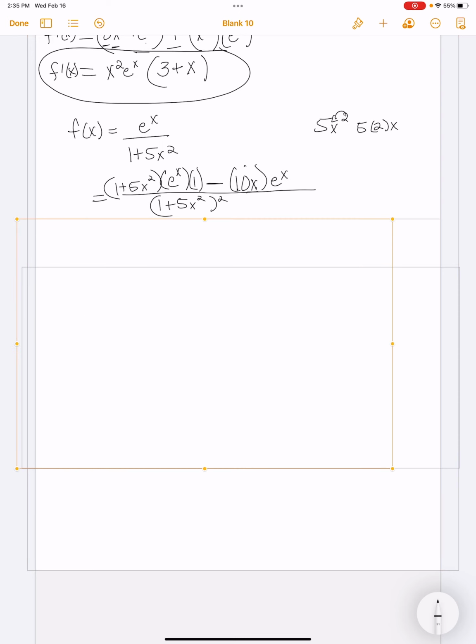Now we need to go ahead and distribute these things together. So we have (1 plus 5x squared) times 2e to the x minus 10x e to the x, all over (1 plus 5x squared) squared.